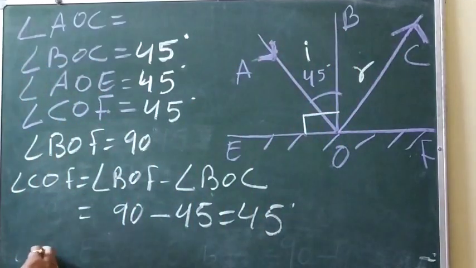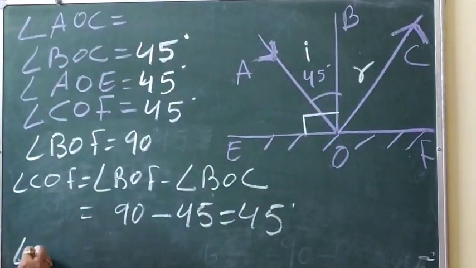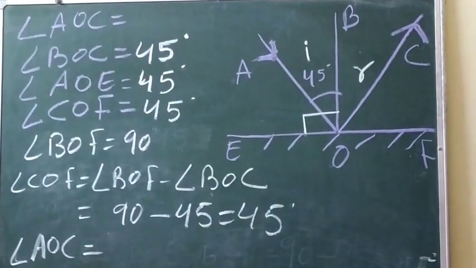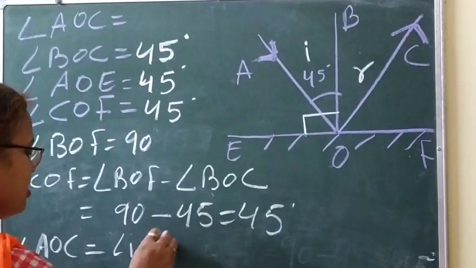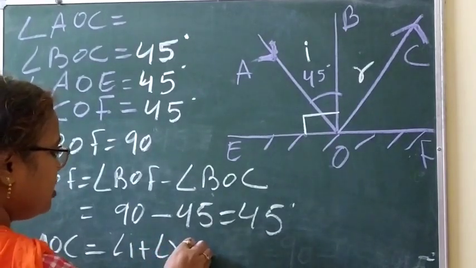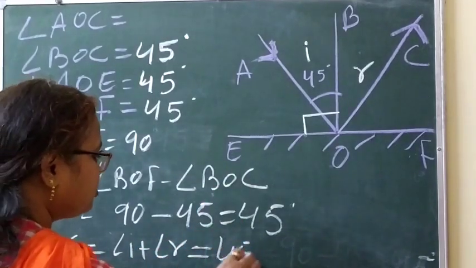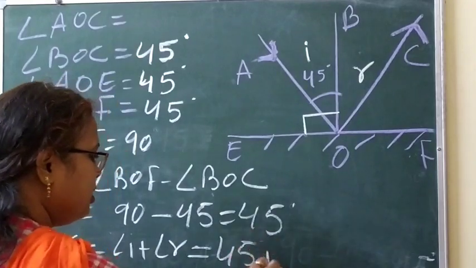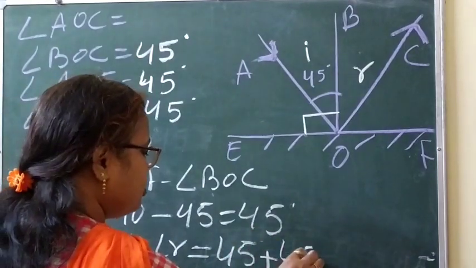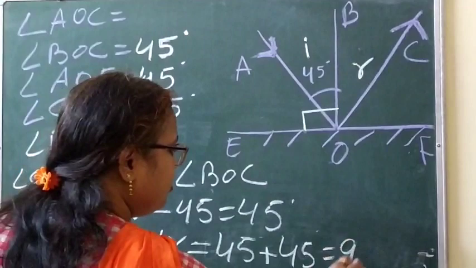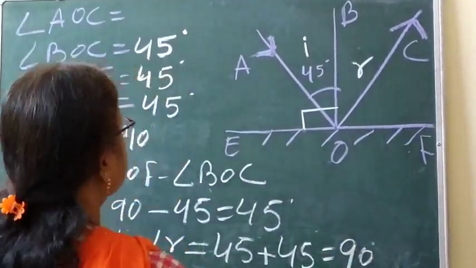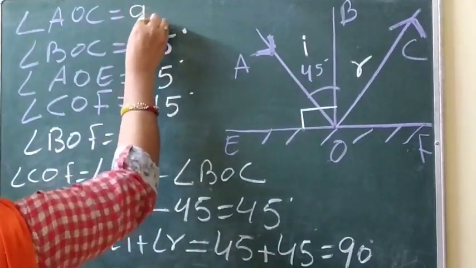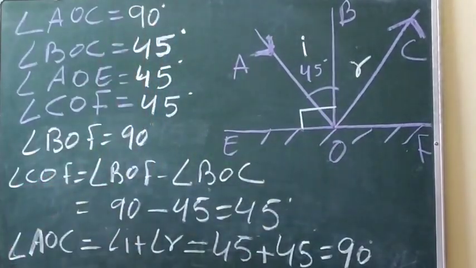AOC. Very good. Tell me, girls. Yes, students. So the value of AOC will be equal to what? Yes, angle I plus angle R. And angle I is what here? 45 degrees plus what? Again angle R is also 45 degrees, and this will be equal to 90 degrees. Clear? So AOC is equal to 90 degrees.